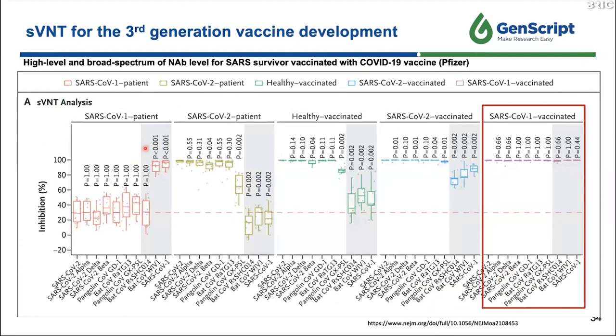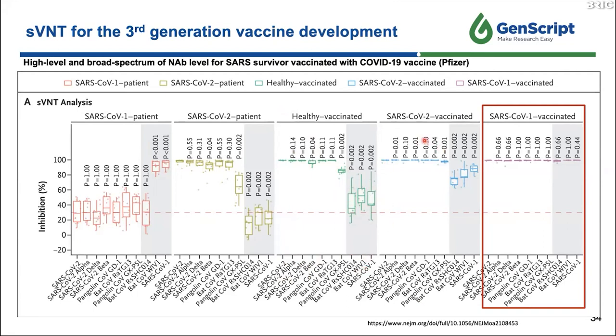So this is the result that is reported from this study. As we see here, for healthy people who are vaccinated with the COVID-19 vaccines, we observe a very high percent inhibition against all the SARS-CoV-2 clade. However, the percentage neutralization against the SARS-CoV-1 is suboptimal.